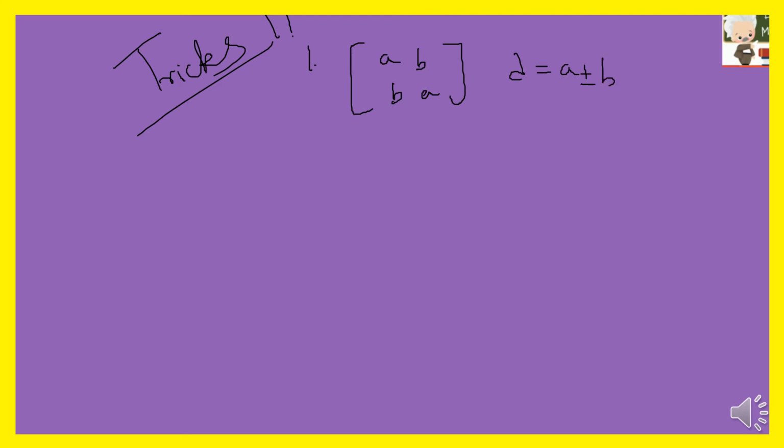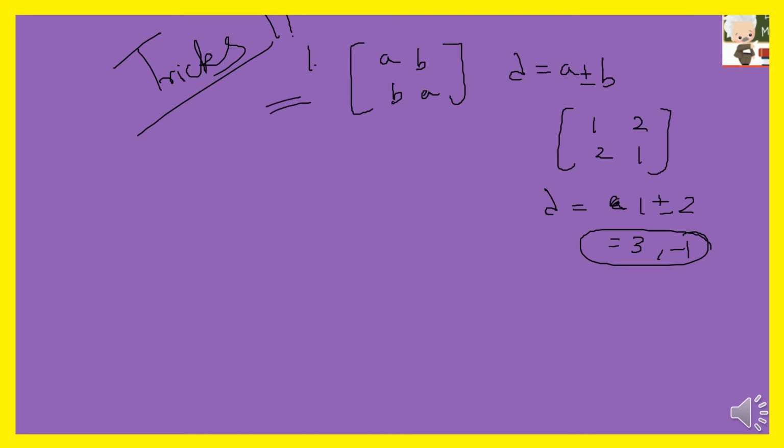So it's time for tricks. Okay, it's time for tricks. So what is the trick? So first is, if you are having a matrix A, B, B, A, you can just write your eigenvalues as A plus minus B. For example, just now we had a matrix 1, 2, 2, 1. Hope you remember. So my lambda will be equal to 1 plus or minus 2. So 1 plus 2 is 3 and 1 minus 2 is minus 1. If you remember, these were the eigenvalues which we got. So this is my trick number 1.